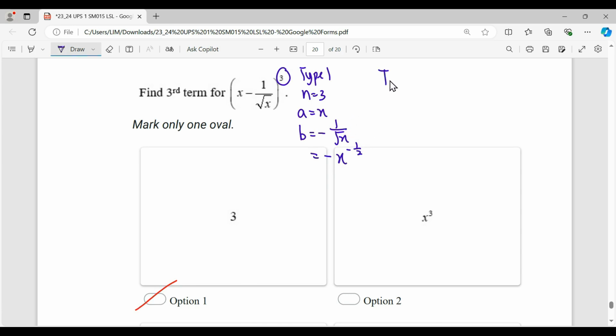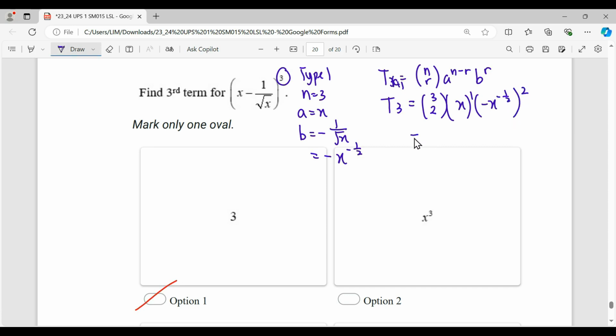To find the third term, we use nCr, a to the power n minus r, b to the power r. So here is the r plus 1 term. So when you have the third term, it means your r is 2, n is 3 given, your a is x, substitute 3 minus 2 is 1, b is negative x to the power negative half, power r is 2. So we simplify. When we have 3C2, it is equal to 3.